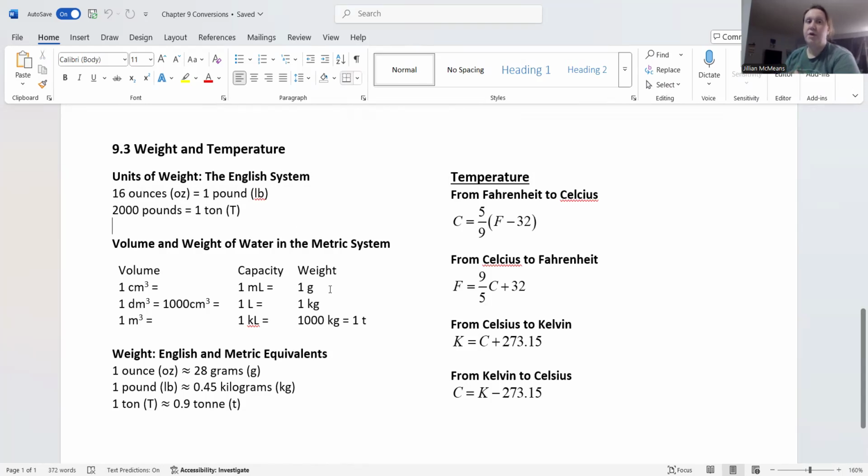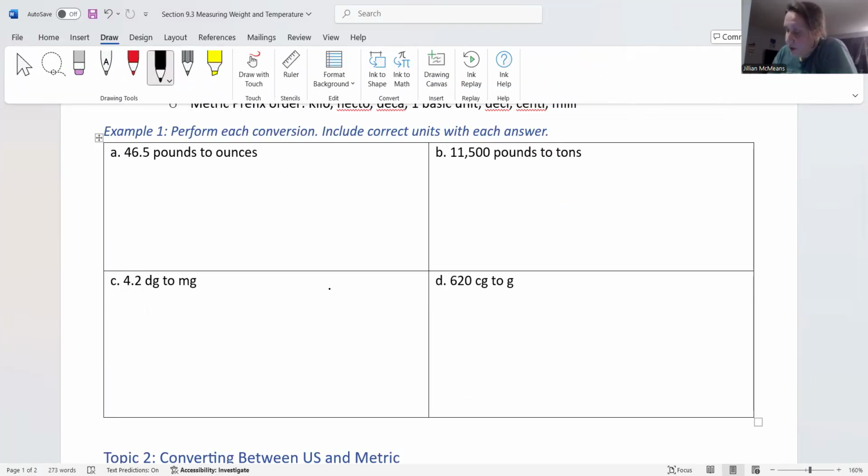All right, so 46.5 pounds to ounces, we need to remember that there are 16 ounces, just OZ for ounces, to 1 pound. You can just use LB for pound. Just be really careful if you use LB and make sure there is a space between your number and the LB so that the L doesn't end up getting confused with a 1. Okay, so just be really careful with LBs. It might be better to do a cursive L so that there's no confusion.